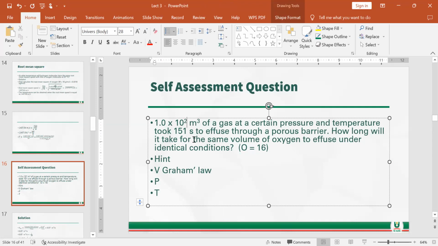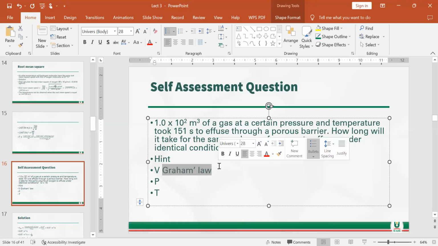How long will it take for the same volume of gas to effuse under identical conditions? The mass of oxygen is 16. So what is given here is that you use Graham's law.